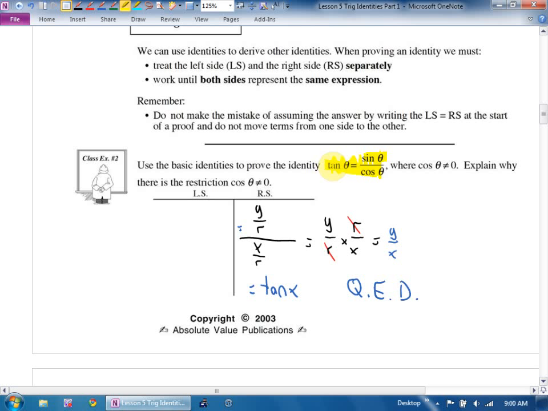Oh, by the way, if tangent is sine over cosine, what's cotangent? Cos over sine. So you just added two identities, and you can now use those. You will never have to fall back to x, y, and r. We never will. We'll use sine and cosine and tangent. Turn the page, or next page over.